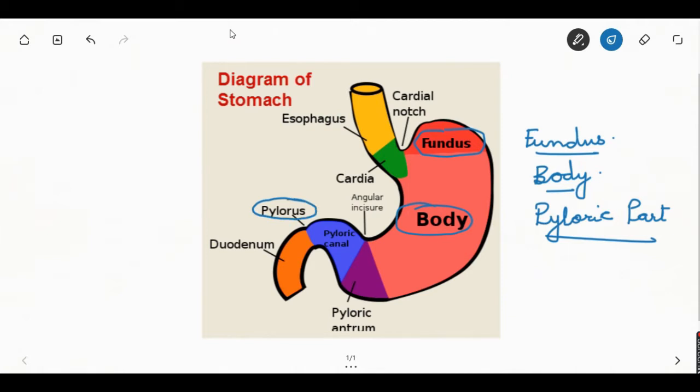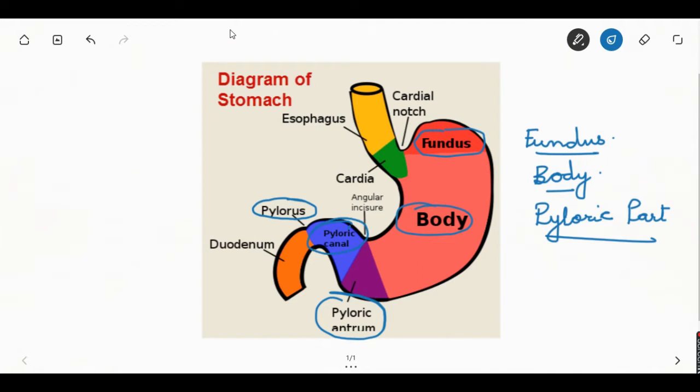pylorus. So the fundus is the upper part of the stomach, above the level of the cardiac orifice. The body is the main part of the stomach, whereas the pyloric part is the lower part. It is divided into two parts: number one is the pyloric antrum and second is the pyloric canal.